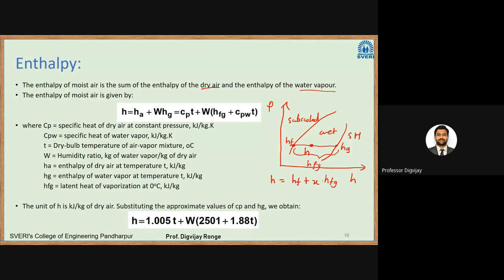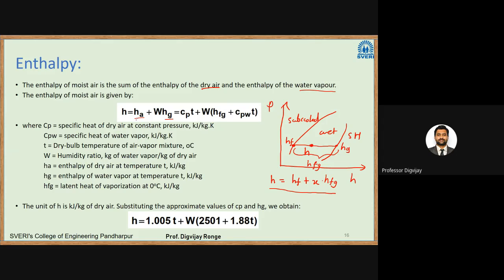So this is nothing but hfg. This was the way we obtained the enthalpy of a wet mixture, and moist air is nothing but a wet mixture. In that case, enthalpy will be equal to ha, the enthalpy of dry air, plus W, the humidity ratio, into the enthalpy of water vapor. So this way we can obtain the total enthalpy.